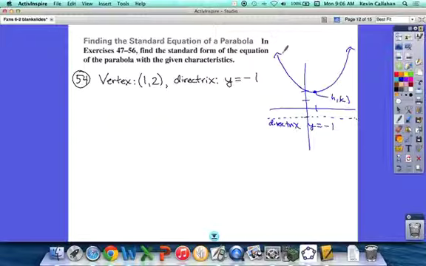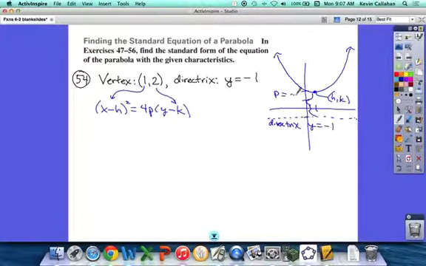Okay, so which standard form do we need? We need the one that's vertical, right? The one that's vertical would be (x minus h) squared equals 4p times (y minus k). As we've already seen, this is going to be the h, this is going to be the k. And then from the graph, can you tell what is the p? p is the distance from the vertex to the focus, from the vertex to the directrix. p is this distance. How far is that? 3, right? That is 3.